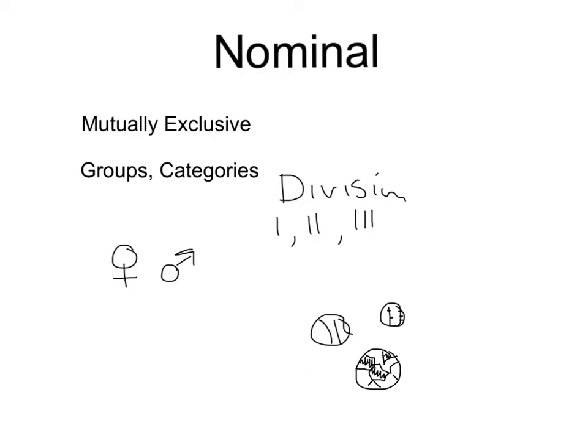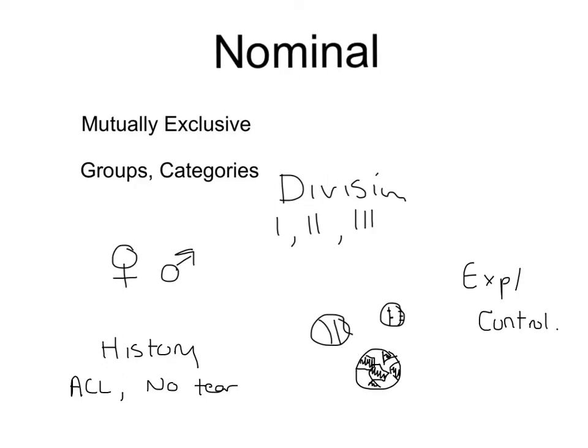Now notice there's no rankings here, there's no inherent system. You are one or the other. You could also have history of injury. So it could be something along the lines of ACL tear or no tear. You could have experimental and control groups. And in those situations, you all have nominal variables.